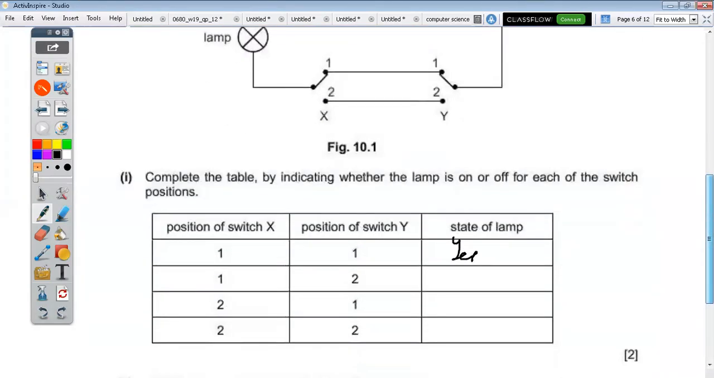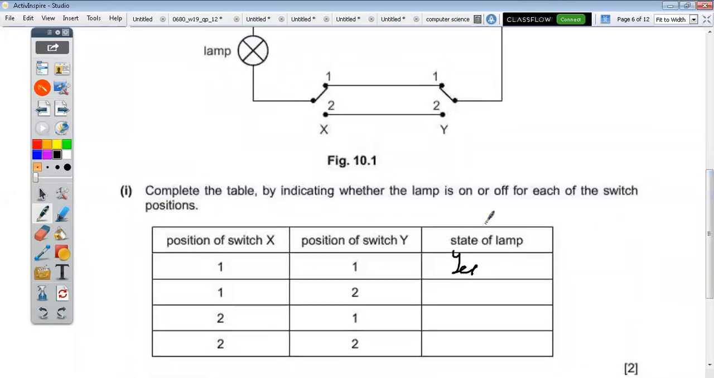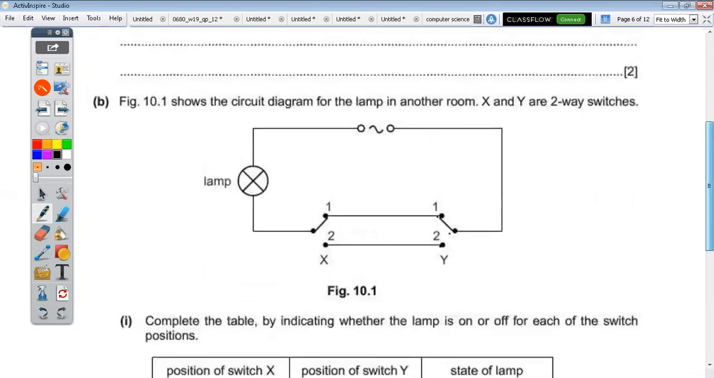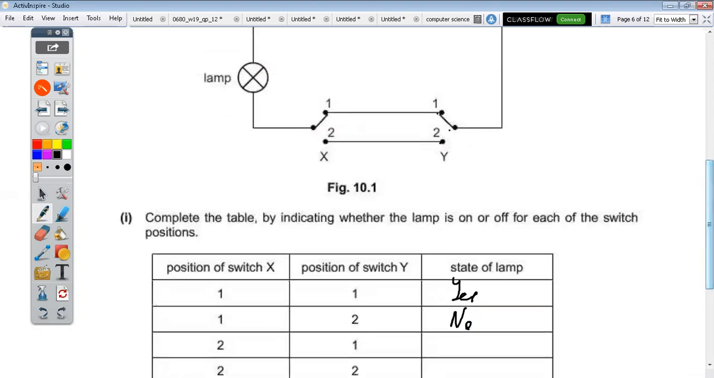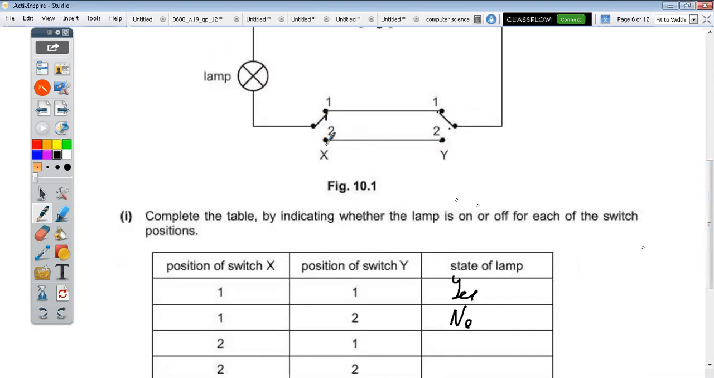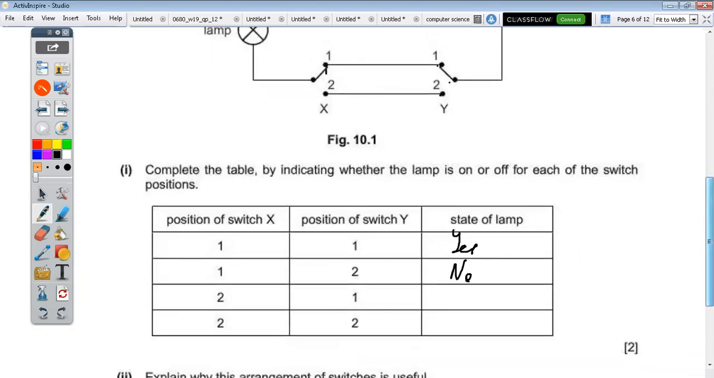Position 2 and position 1. Position 1 remains like this, but this switch comes to this, position 2. Does it switch on? No, it doesn't, because there isn't a complete circuit. Now, position 2 for the first one comes to that, and this one remains on position 1, does it switch on? No.